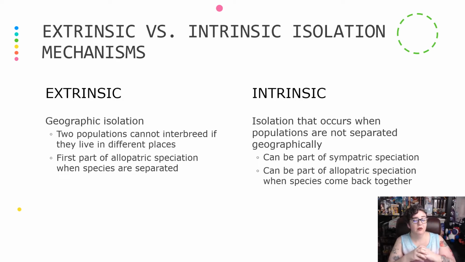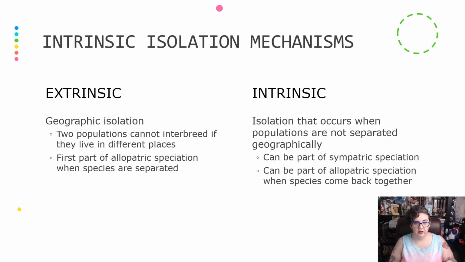And then when we talk about intrinsic isolation, these are things that are happening when they are not separated geographically. So it could be sympatric speciation, okay? But it can also be when species come back together from being separated for a long period of time. So after they've been allopatrically speciated, when they come back together, why aren't they the same species? Right? So we can talk about that a little bit more in lecture if you want to talk about what that means. Okay, so let's get into these intrinsic isolation mechanisms.